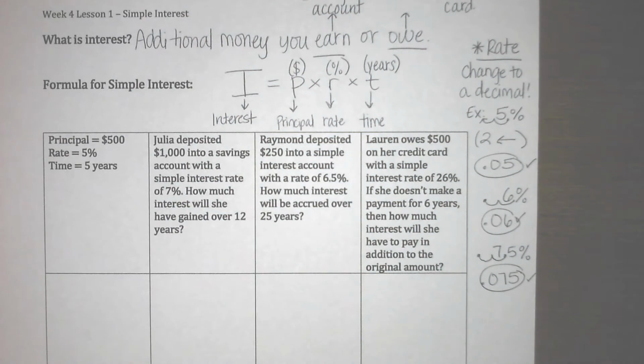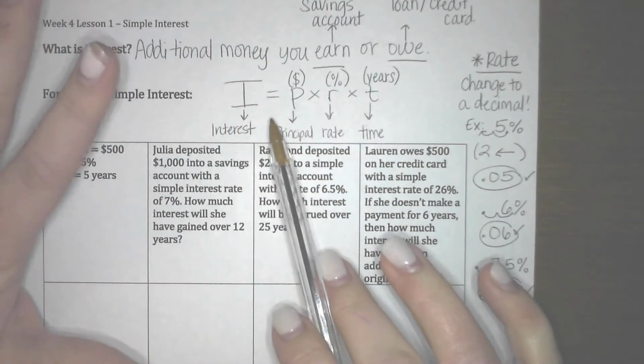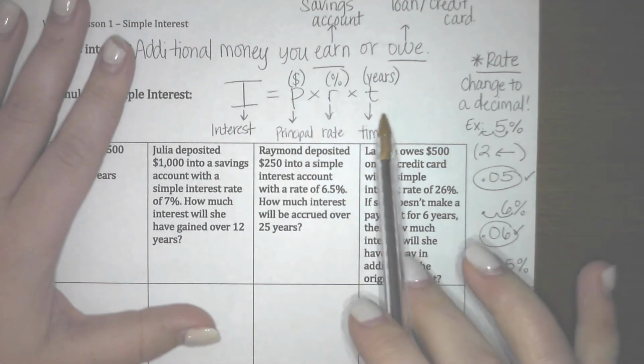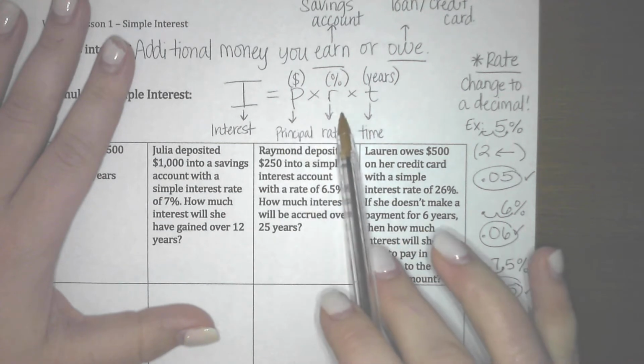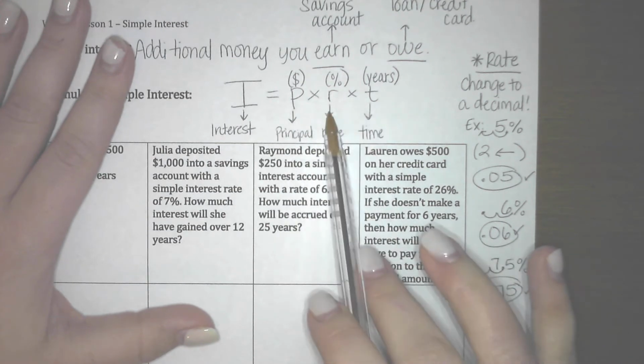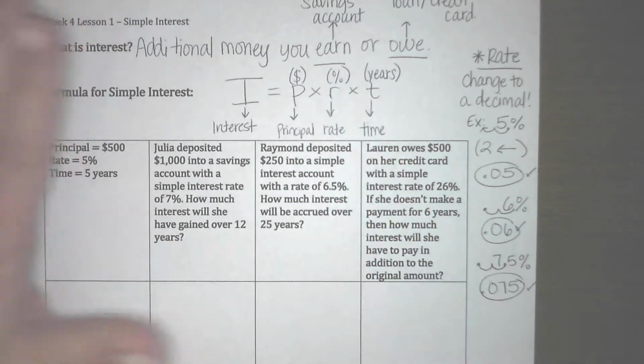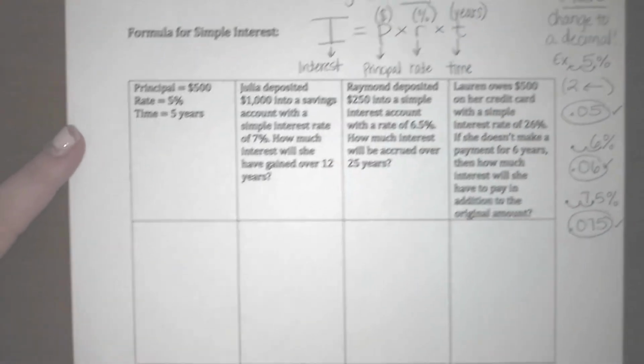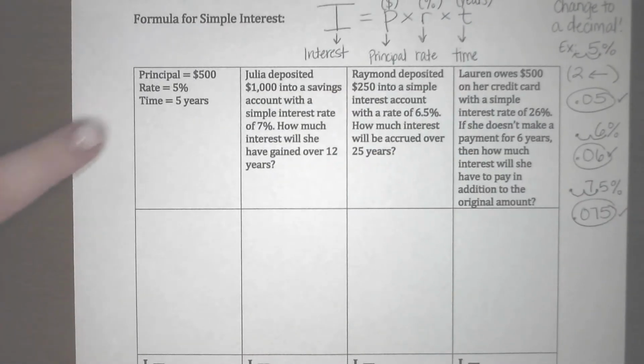Okay, so the really easy thing for interest, all you're doing is multiplying. Okay, so you're figuring out what are each of the values and multiplying. The hardest thing is the rate, so we got to remember to do that. So let's look at our first problem. It's pretty easy. I didn't give you a word problem. I'm just giving you all the values, and then we will solve it.